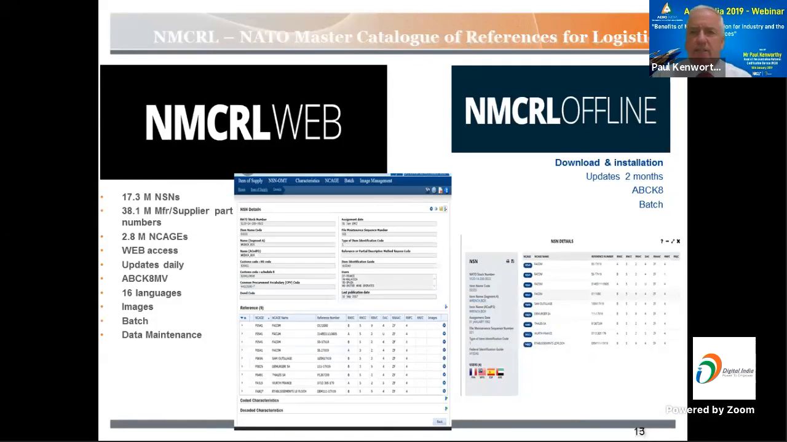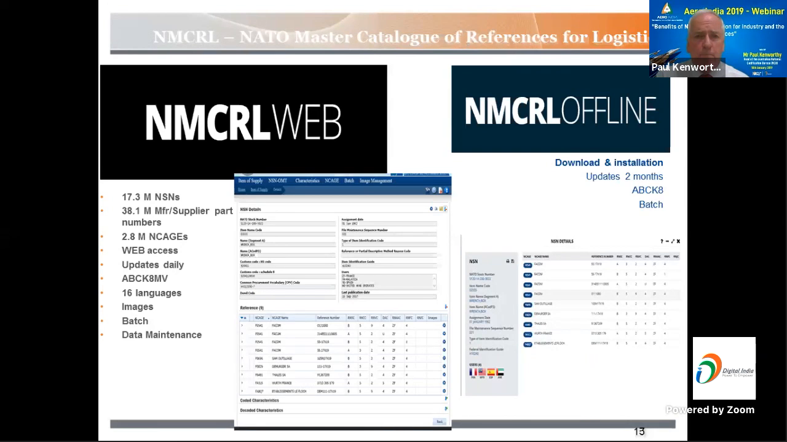And where is this information found? Daniel will go into this in a bit more detail, but I just want to mention the NMCRL. It has a very long name. It's called the NATO Master Catalogue of References for Logistics. This is a tool that is available to industry. It comes from the NATO database, which contains all the NSNs. So every NCB sends their own NSNs to NATO, and it is produced on this application or tool.